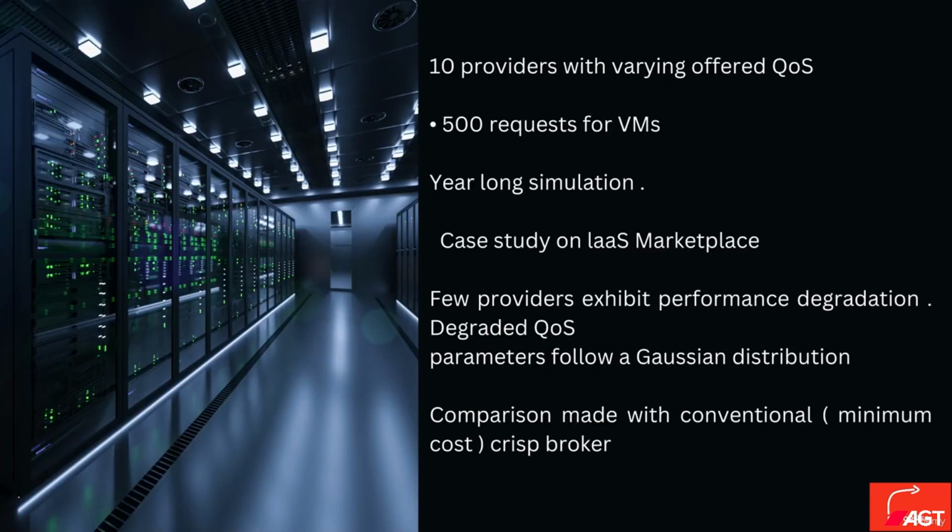The case study explores how a fuzzy inference engine can be used in the context of infrastructure as a service, IaaS, and software as a service, SaaS, marketplaces to enhance cloud security. The study compares the effectiveness of the fuzzy method compared to the standard CRISP broker technique in picking the best cloud service provider based on user criteria. In the simulation, 500 VM, virtual machine, or service requests are distributed across 10 different providers over the course of a year, and some providers experience performance degradation that follows a Gaussian distribution.